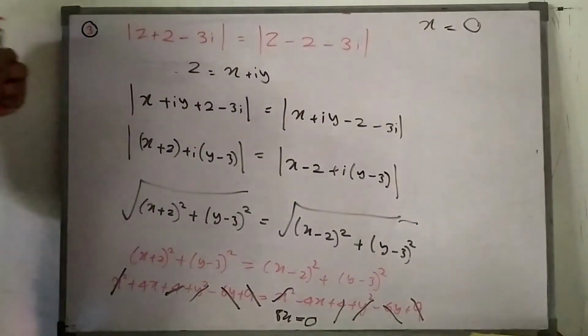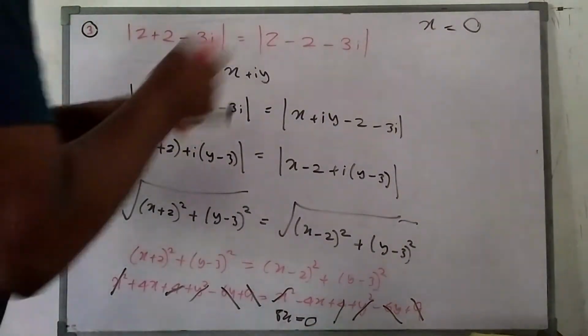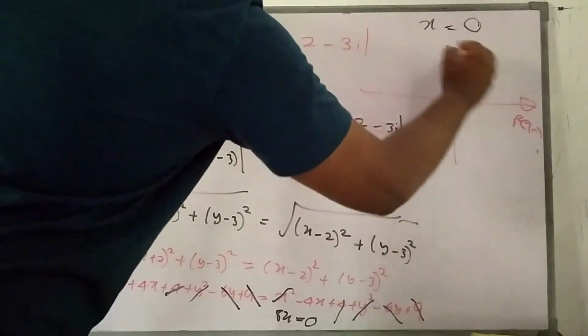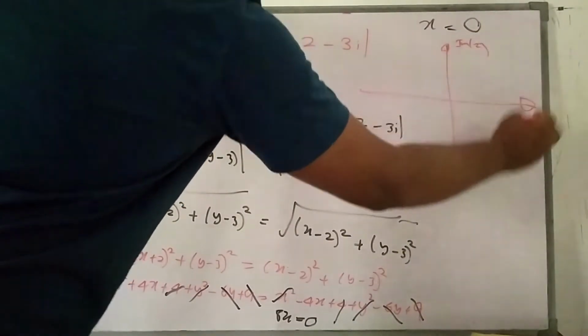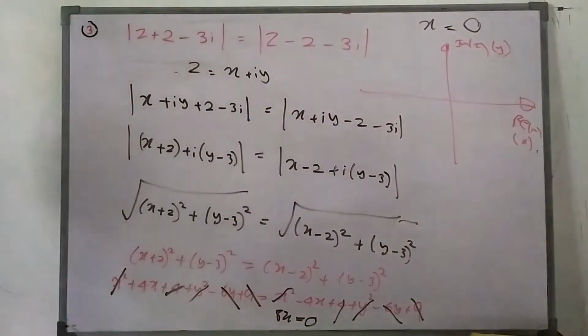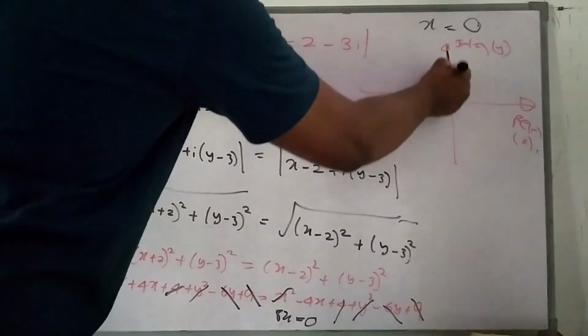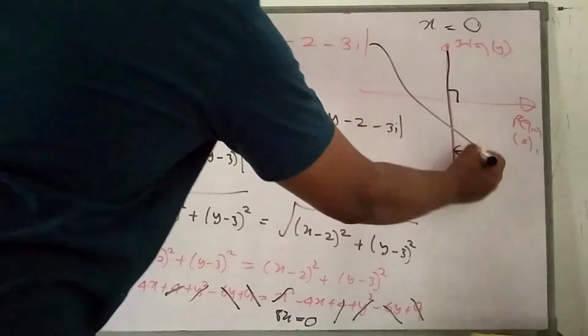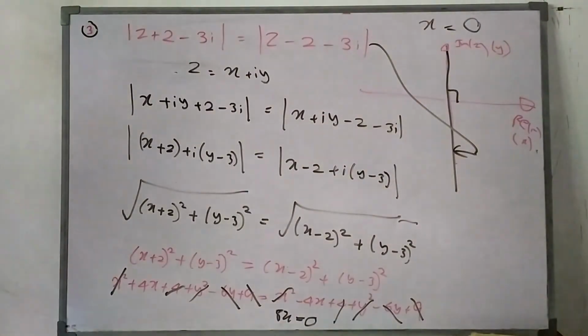So what is that x equals 0? This is my real axis, imaginary axis, right? So always real means x, imaginary means y, no? So x equals 0 means it's perpendicular. This is the locus of that line. So the imaginary axis is the locus. The imaginary axis is the locus.